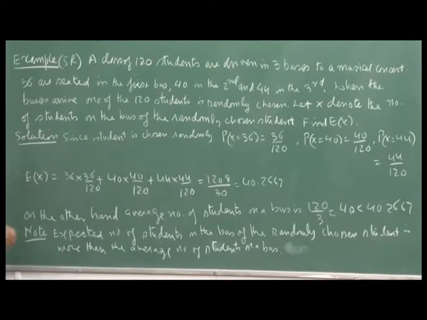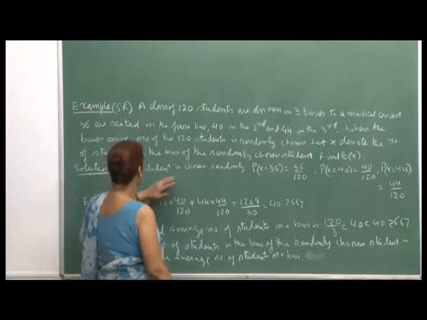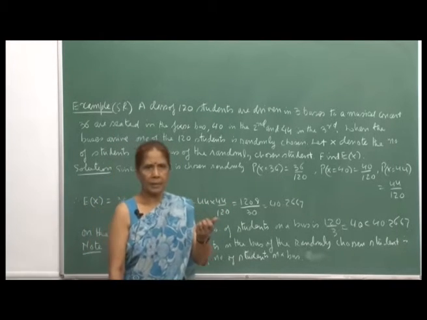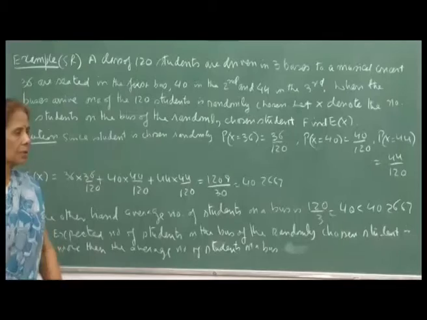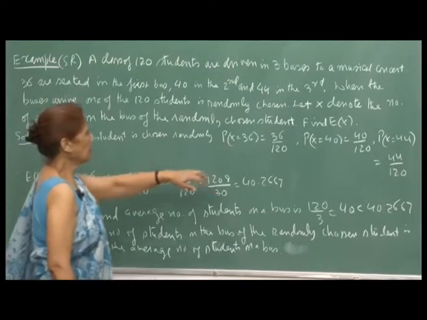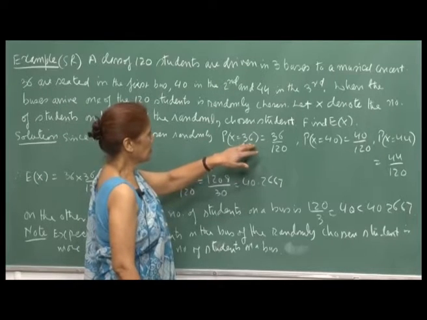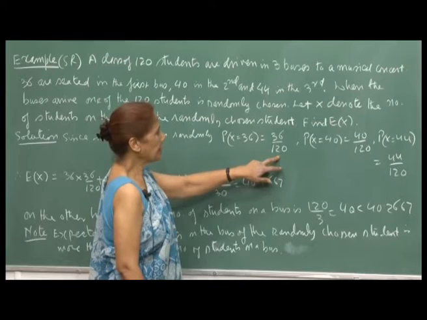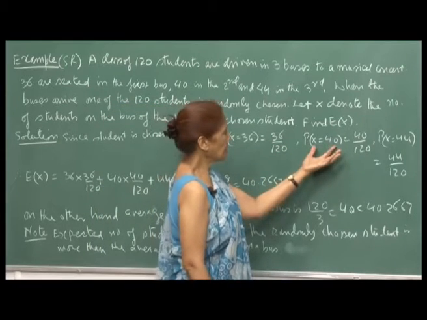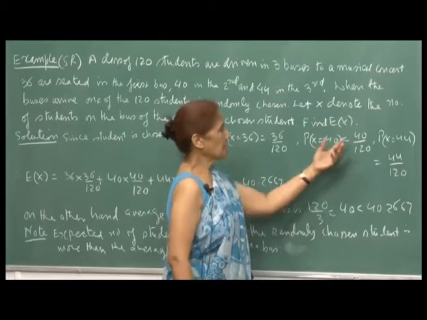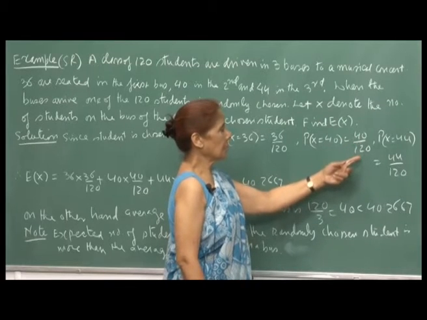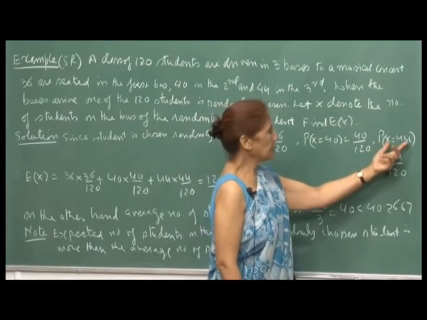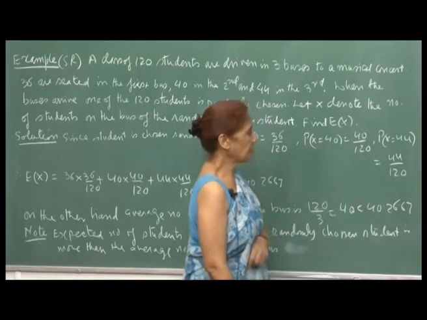So, find the expected value. First of all you see that since the student is chosen randomly, any student is equally likely. Out of the group of 120, I choose any one of them. So, therefore, the probability of the student being chosen from the first bus, x equal to 36, is 36 by 120, then probability x equal to 40, because there is a second bus, will be 40 upon 120, because that many students are travelling in that second bus, and finally, probability x equal to 44 will be 44 upon 120.